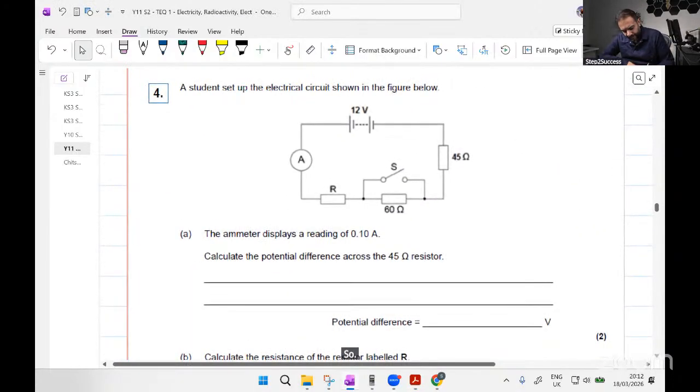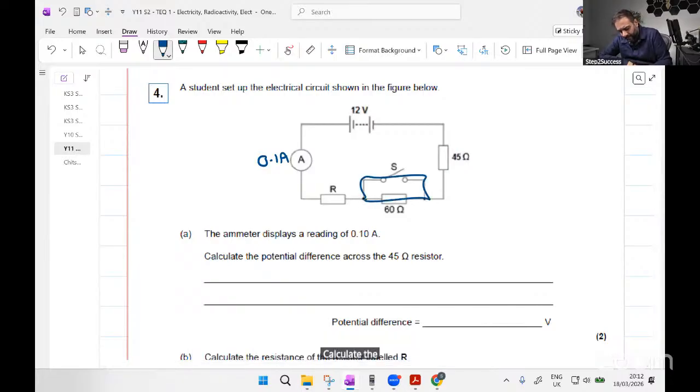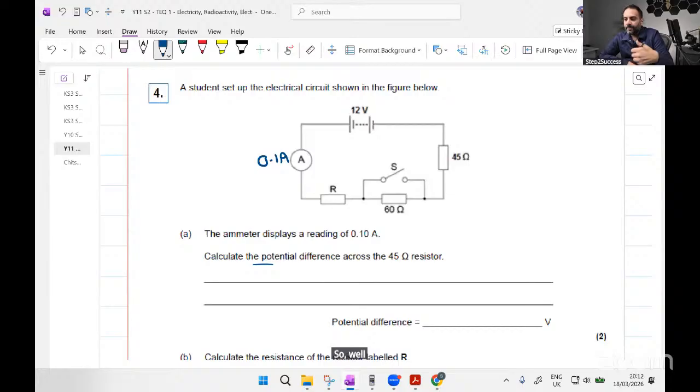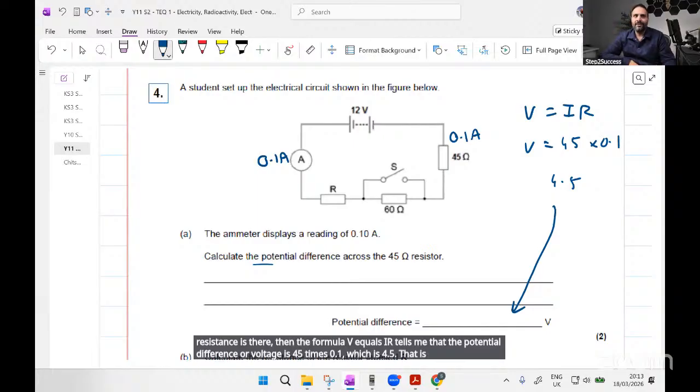First, I'll just go through the whole question quickly. The ammeter displays a reading of 0.1 amps here. This is a series circuit, as you can see. Calculate the potential difference across the 45 ohm resistor. The switch is weird here because I've put the switch there, which I'll explain in a minute. What you're supposed to know is that in a series circuit, the current is the same for every component. So if I know the current and the resistance, then the formula V equals IR tells me that the potential difference, or voltage, is 45 times 0.1, which is 4.5. That is the voltage across that resistor.